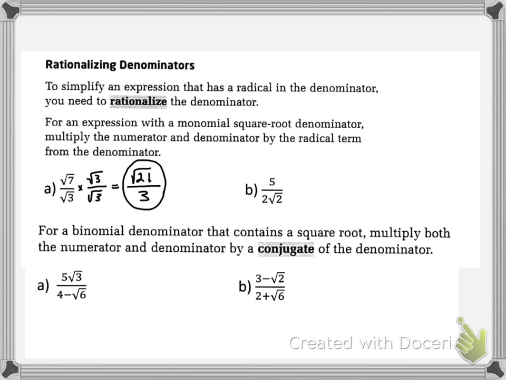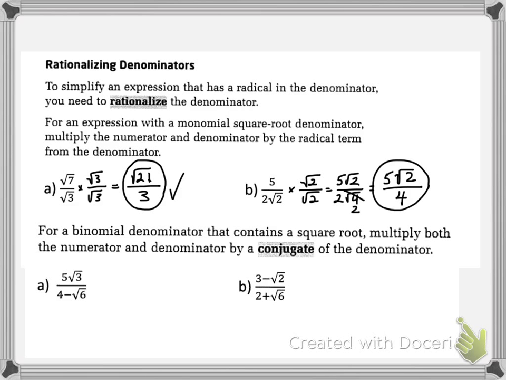In the second example, we have 5 over 2 times root 2. When we have 2 times root 2, all we have to do is multiply the bottom and the top by root 2. If this occurs, we're going to get 2 times root 4 on the bottom and 5 root 2 on the top. And root 4, of course, is just 2. So the bottom is going to be 4, the top is going to be 5 root 2.